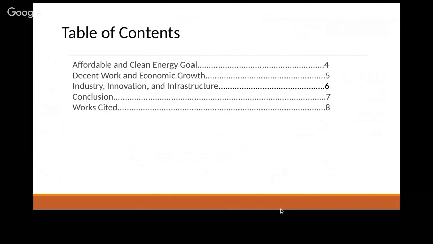We will go over the 3 goals, which are the Affordable and Clean Energy Goal, the Decent Work and Economic Growth Goal, and the Industry, Innovation, and Infrastructure Goal. For each goal, the United Nations has set targets to be met and marked progress since the adoption of the goals in the 2015 United Nations Summit.